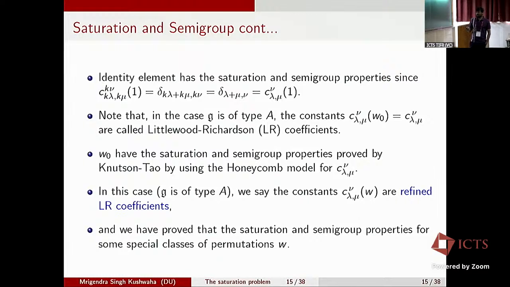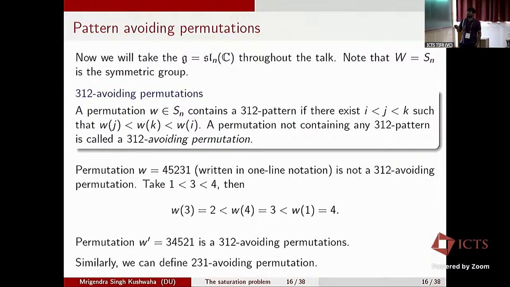And we prove that the saturation and semi-group property is true again for some special class of permutations W. Okay, so what is this special class? These are the pattern avoiding permutations. Now we take G equal to SL_n(C), so in the type A case we fix SL_n(C). In this case, the Weyl group will be just the symmetric group S_n.